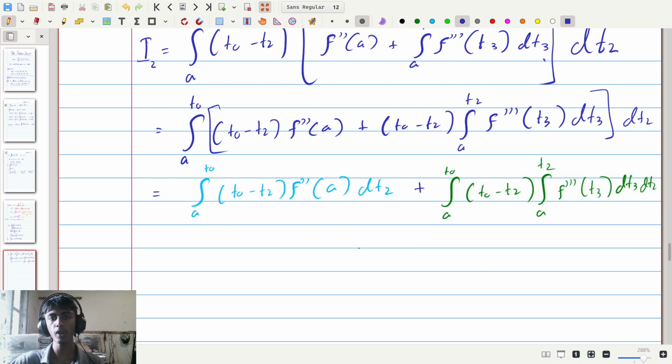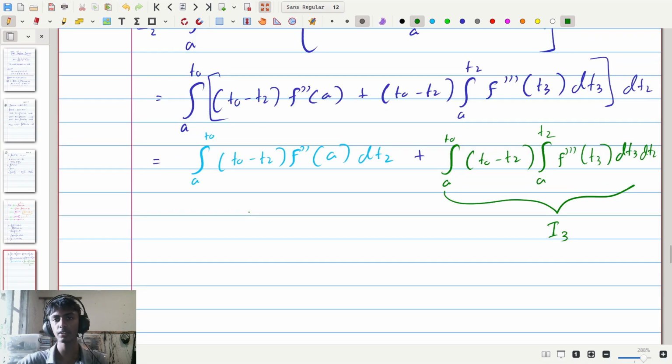And now here we are going to be calling this dark green integral integral I3. So we're going to color code it and write it as integral I3. And this second integral here, this blue part, we are going to be simplifying because it is simplifiable. So then simplifying this thing down, here we have t0 minus t2 times f double prime of a. F double prime of a relative to t2 is a constant, so we can take it out, which means this is f double prime of a multiplied by the integral from a to t0 of t0 minus t2 dt2.